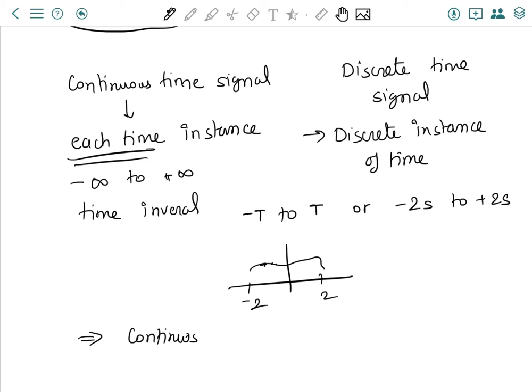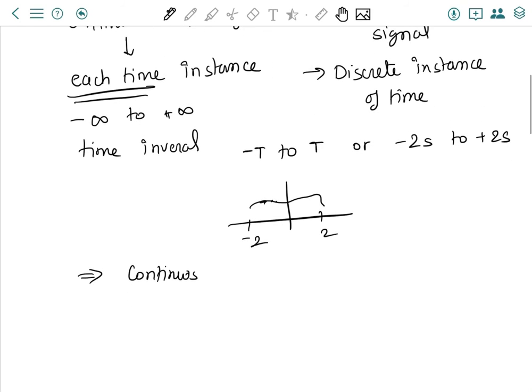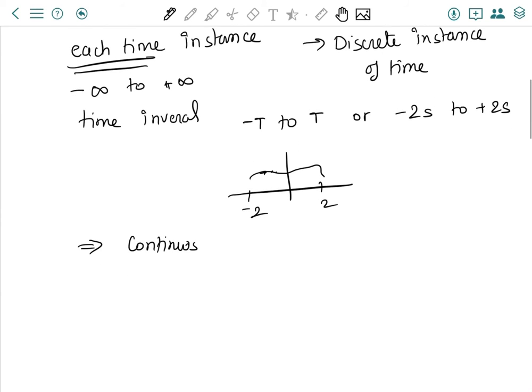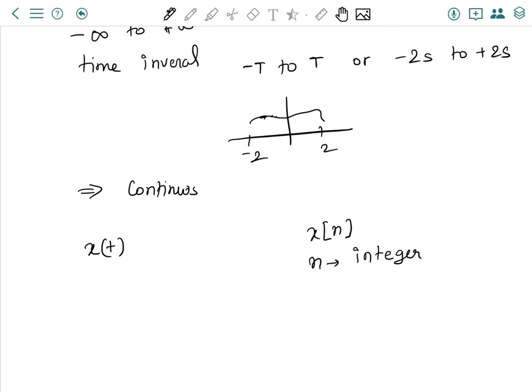Discrete time signals, whereas, are defined for only discrete values, and those values are integers. I'll give a basic representation which we usually use in literature. For a continuous time signal, we represent the signal by x(t), and the discrete time signal is described by the notation x[n]. Here n is an integer. So if it is defined for only integer values, it means that it will be defined for some x[0], x[1], x[-2], and so on. So they are only defined for discrete instances.